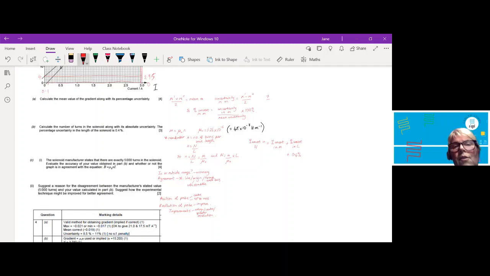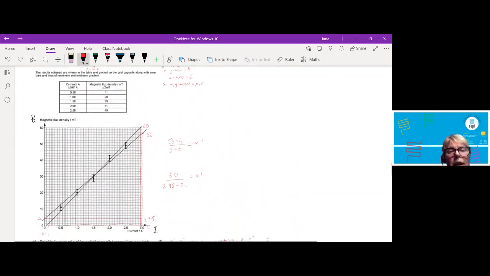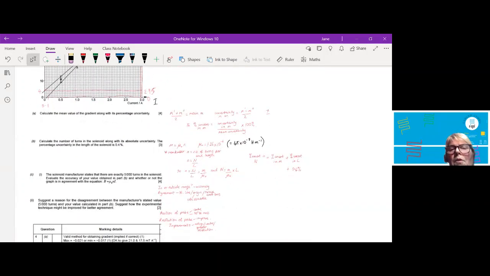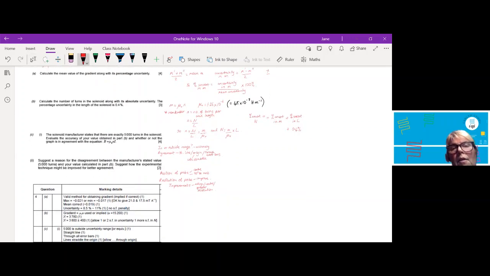So the gradient, as we have seen up here, is given by mu naught n. So mu naught is given to you as 4 pi times 10 to the minus 7, which is 1.26 times 10 to the minus 6. Okay, but you have to remember that n is big N, the number of turns per unit length. So big N divided by L. So if we put that in for n, and that's equal to the gradient divided by mu naught, we can rearrange it to get n.